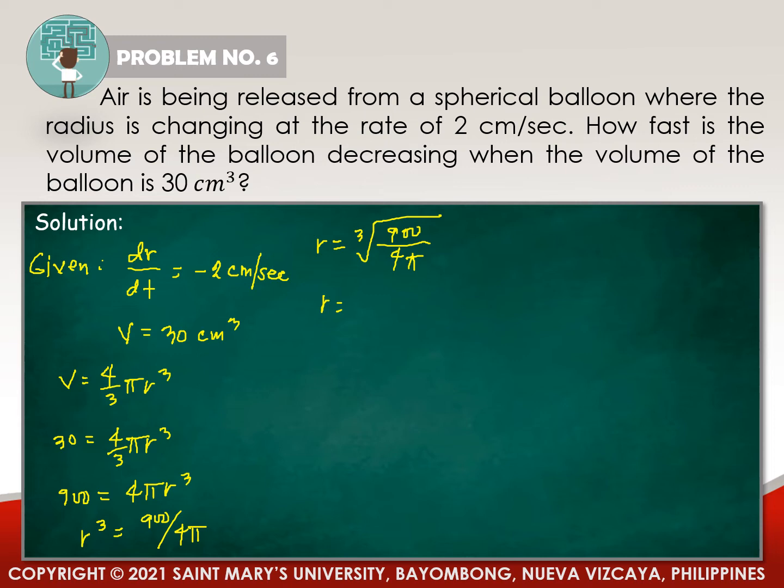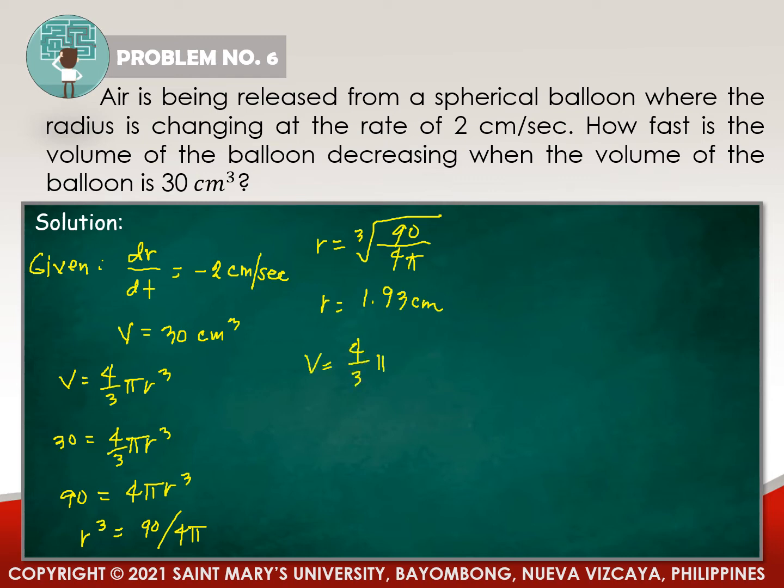Okay, sorry, it should be 90. So 30 times 3, 90. So we have cube root of 90 divided by 4 pi, and that is equal to 1.93. So therefore, the radius is 1.93 centimeters. So ayan. So kunin natin yung derivative ng volume with respect to time.